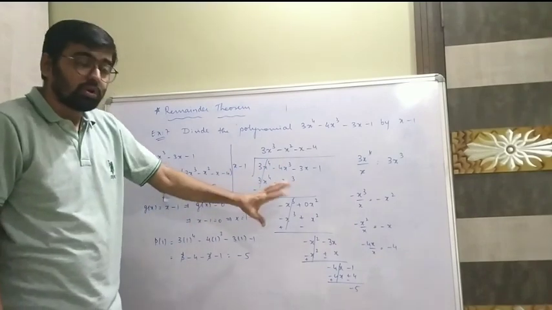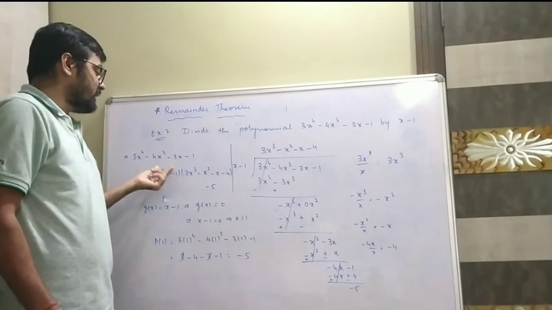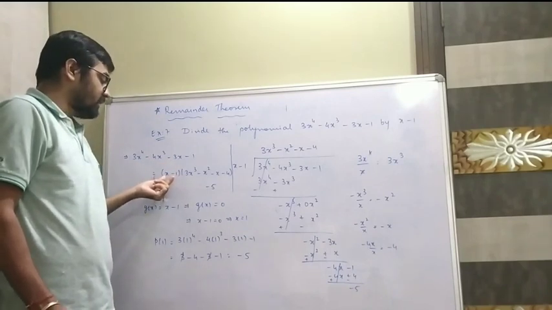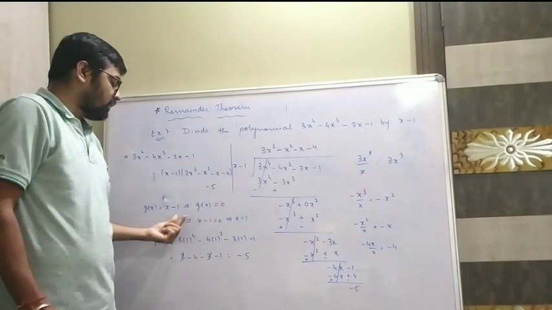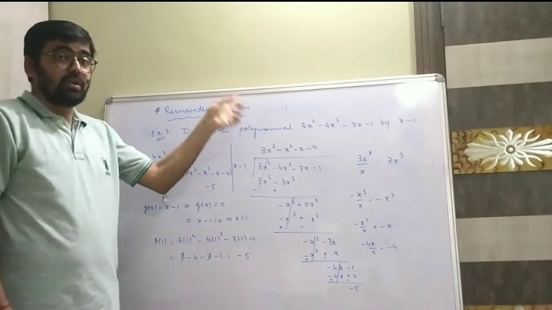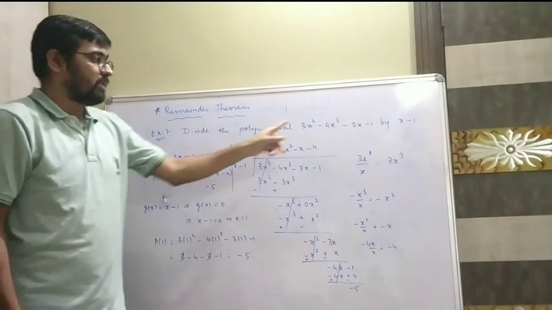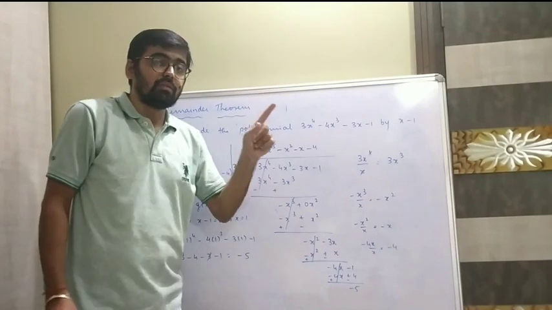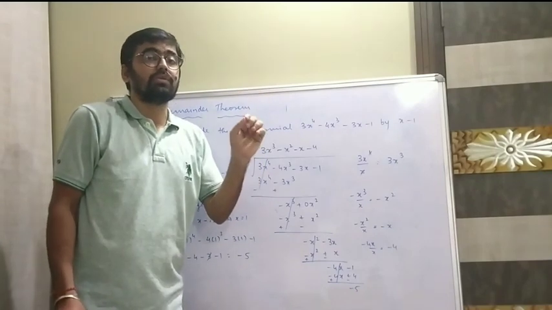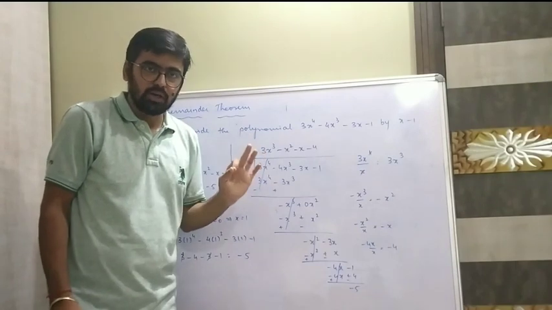See, you need to do both of them. First you need to divide like this, then write in the form of dividend equals divisor into quotient plus remainder, then get the zero of the linear polynomial by which you have divided. You got x equals 1, replace that value of x equals 1 in the given polynomial p of x, and the value of p of x will give you the remainder. Am I clear? Very simple to understand.